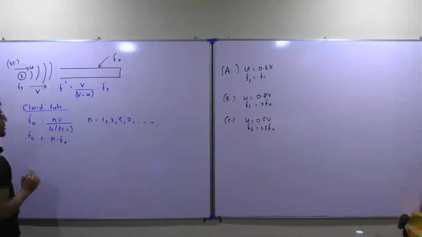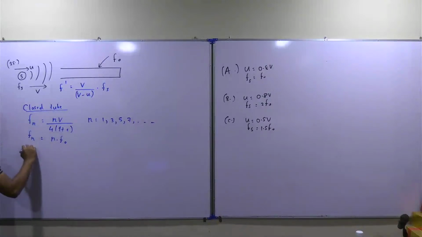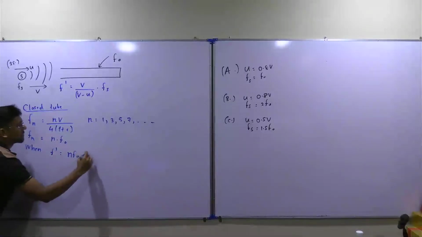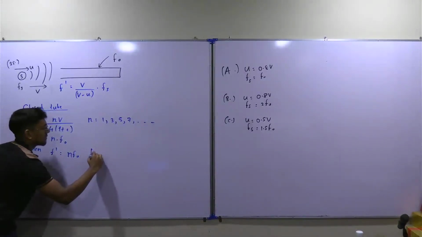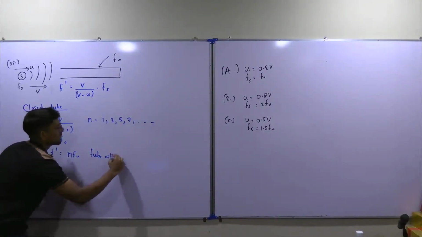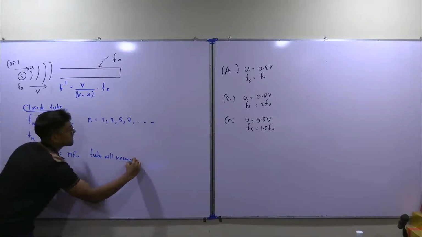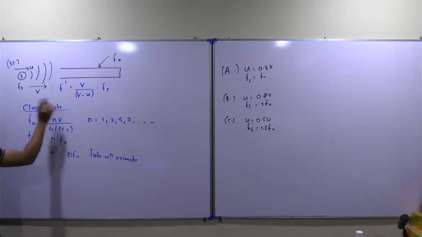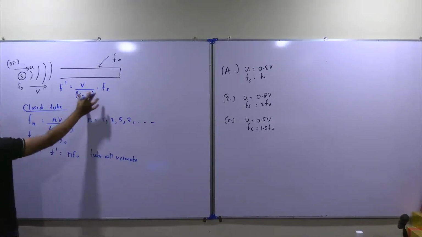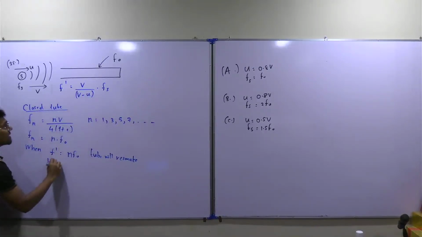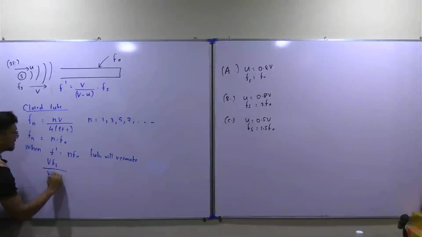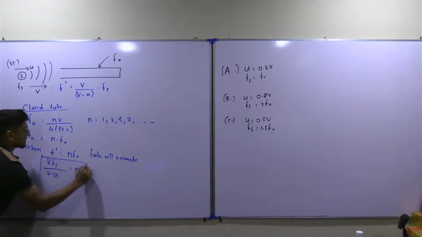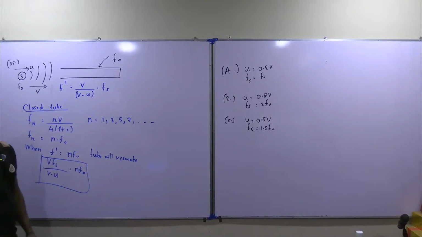So we need to evaluate the conditions. When F dash is equal to nF naught, the tube will resonate. Now, you know this F dash. What is this F dash? From Doppler, you have vFs over (v minus u) should be equal to nF naught. This condition should be satisfied, right?